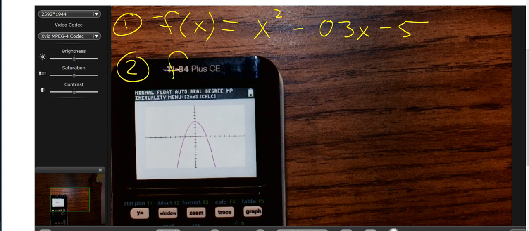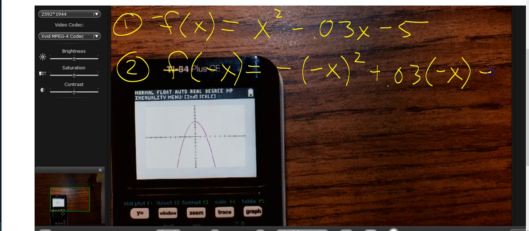Step 2, plug in negative x. Go back to the original function and plug in negative x. Everywhere you see an x in the original one, you plug in a negative x. I think I did that right. Let me look at 51, make sure I did. Yep, the opposite of negative x squared plus 0.03. Okay.